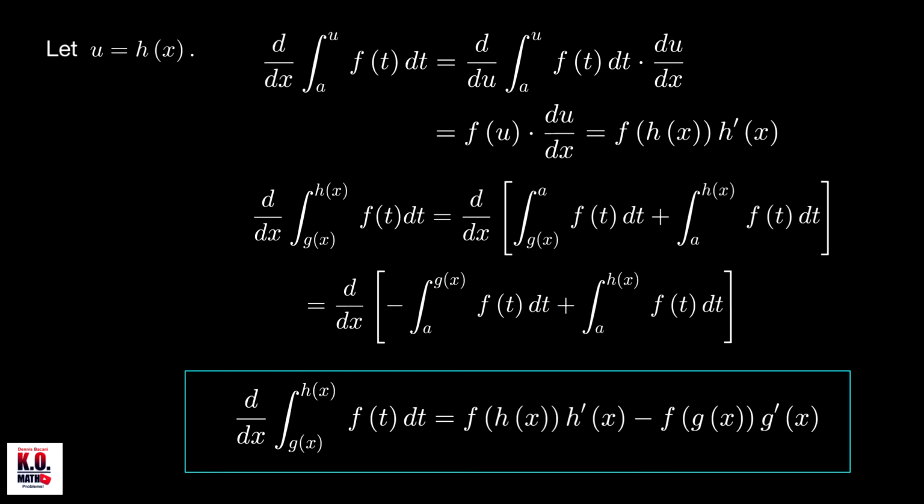Therefore, to find the derivative of this integral with respect to x, all we need to do is first replace this t by h of x and multiply it by the derivative of the upper limit, and then minus, replace this t by g of x, and then multiply it by the derivative of g of x.